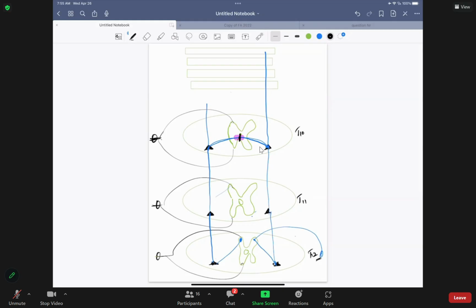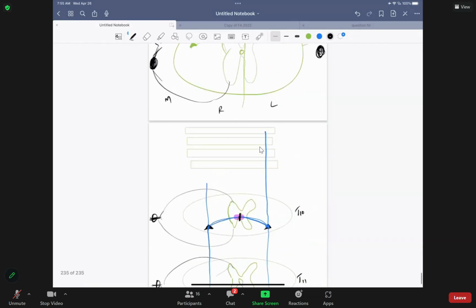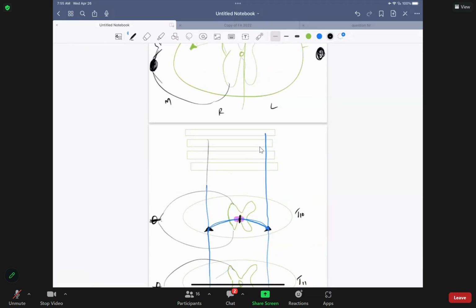So anytime there's a lesion, it affects two segments below. Okay, we'll come to that later. But this is how the spinothalamic tract goes up. It crosses at the level of the spinal cord, and it always goes two segments up, and then there's also a process at the anterior commissure. Is that clear, folks? All right.